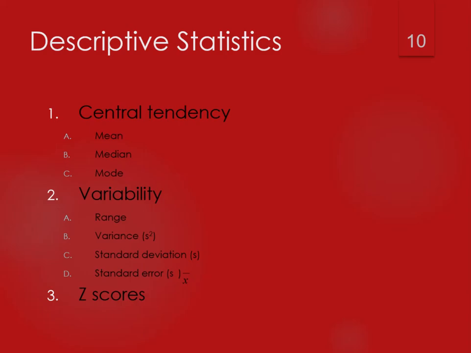Next, we're going to talk about the different types of variability. We've got range, which is the highest minus the lowest. Variance, which is just the standard deviation squared, and then the standard error of the mean, which we'll start using a bit later. Standard error of mean is used when we have more than one score. And we're going to calculate a z-score.